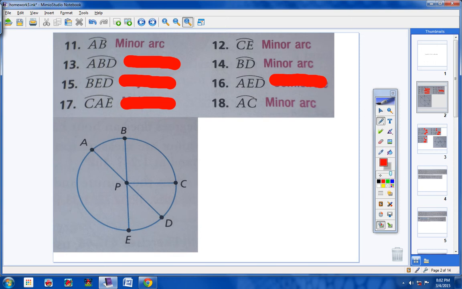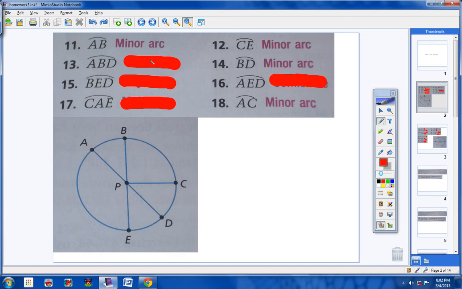But very quickly, let me give you a couple examples. Remember, a minor arc is any arc smaller than a semicircle. So here's arc CE. Well, that's smaller than a semicircle. Here's arc AB. Well, that's smaller than a semicircle. Here's arc AC right here. Well, that's smaller than a semicircle. So that's why those arcs are minor arcs.